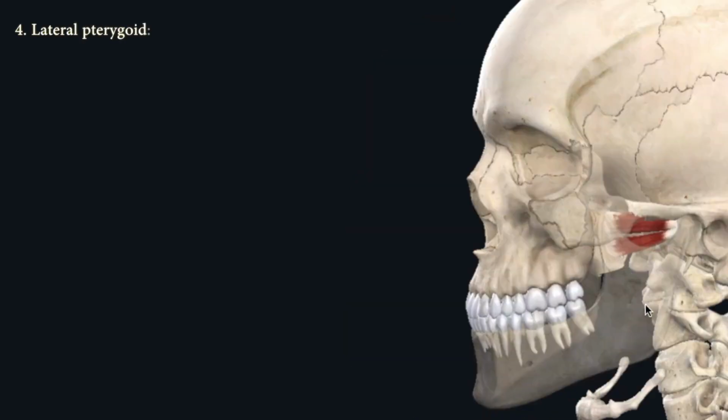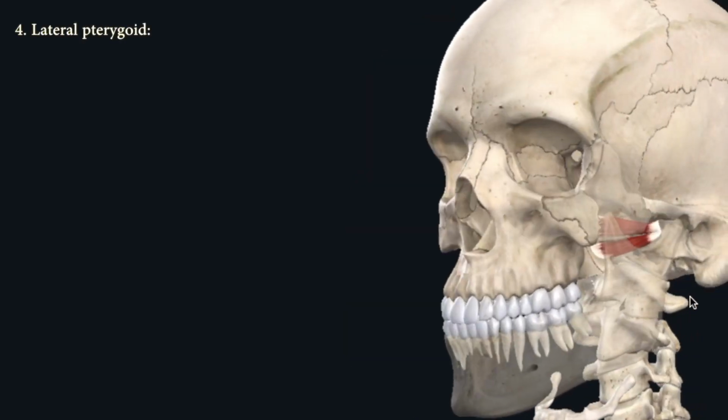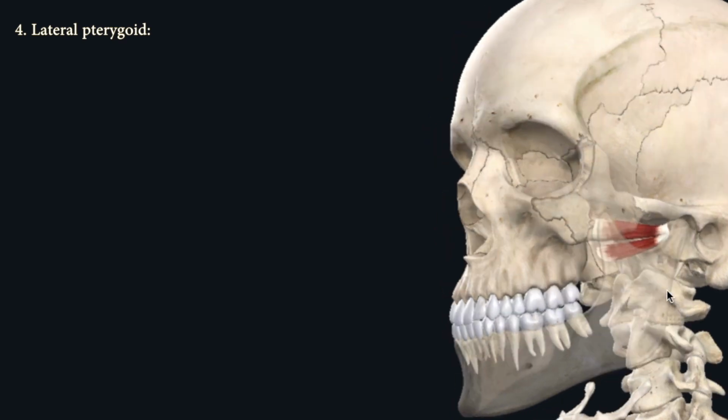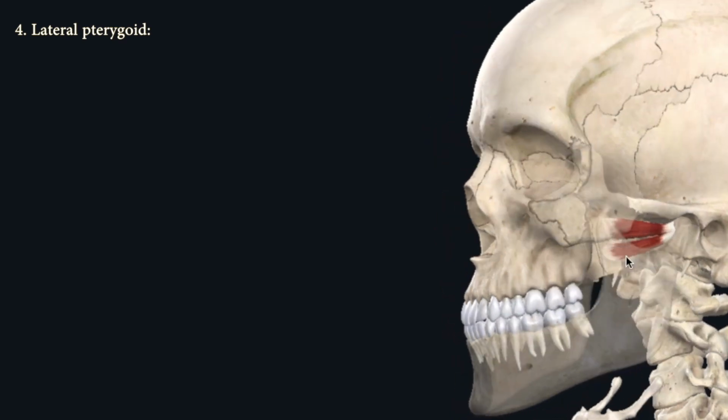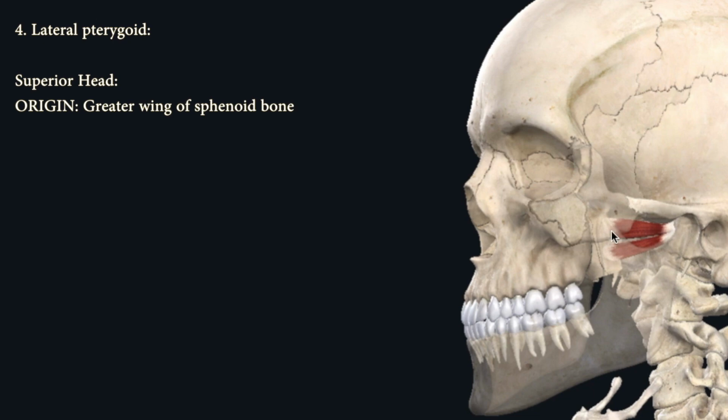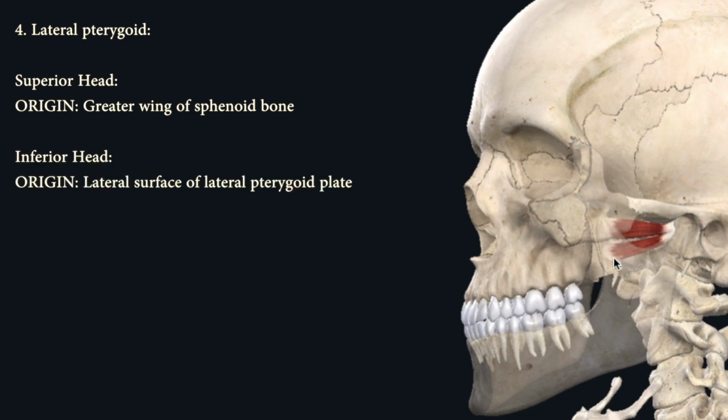And finally, number four is the lateral pterygoid muscle, which divides into two parts, the superior part and the inferior part. The superior part originates from the greater wing of sphenoid. The inferior part originates from the lateral surface of the lateral pterygoid plate.